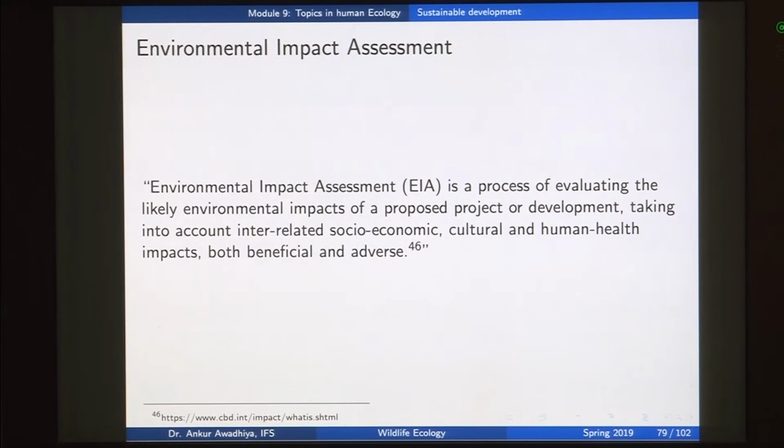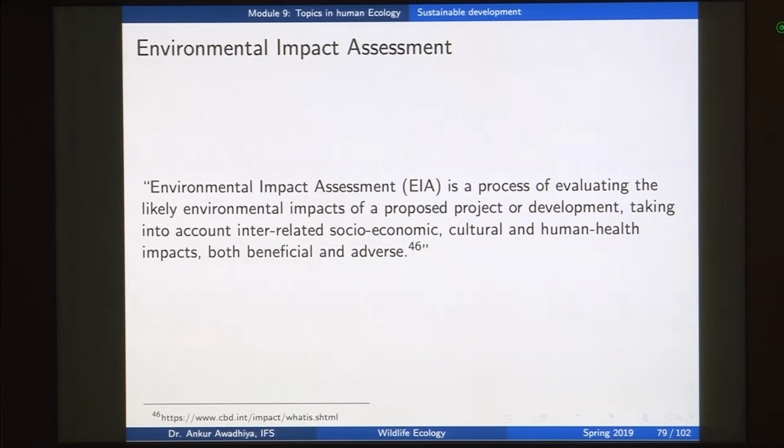Environmental impact assessment, or EIA, is a process of evaluating the likely environmental impacts of a proposed project or development. So, whenever a project has been proposed, such as making of a dam, how much area of forest will we lose, how much of the habitats of different organisms will we lose, how much will be the amount of water logging in that area? All these things have to be assessed before we give a go ahead to that particular project or development, and it takes into account the interrelated socio-economic, cultural and human health impacts, both beneficial and adverse.